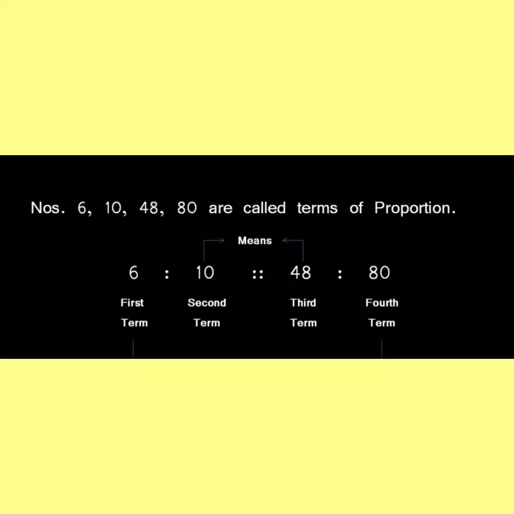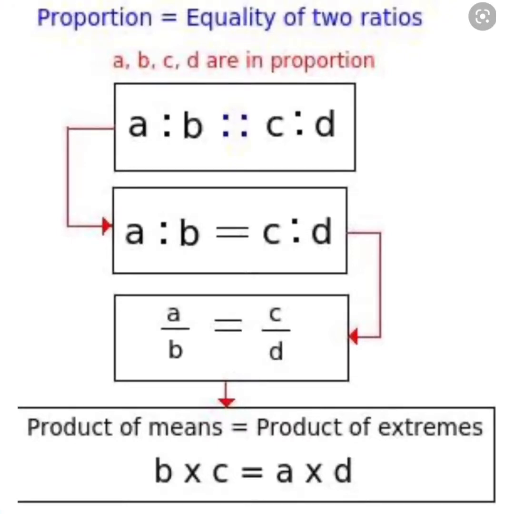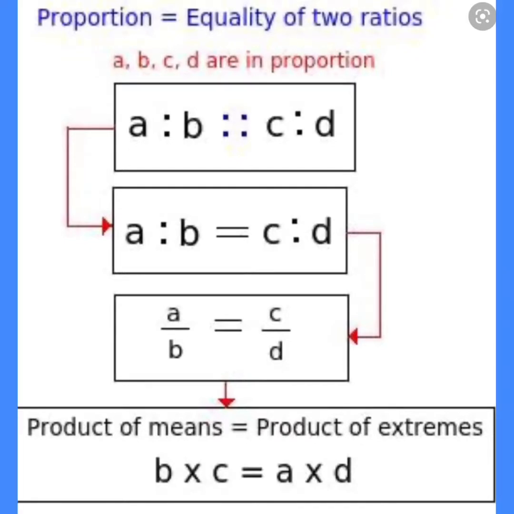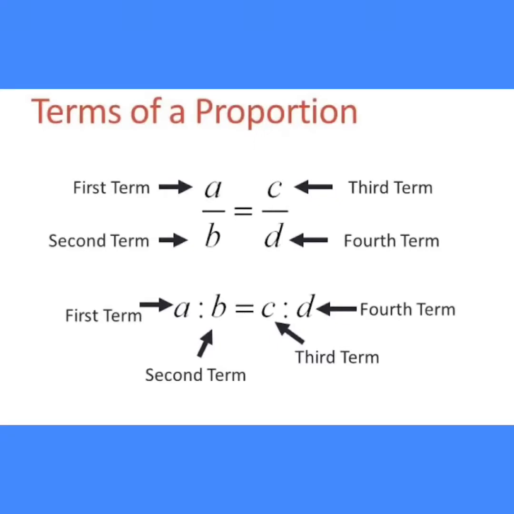Here 6, 10, 48 and 80 are called terms of proportion. In general, if we take four proportional numbers A, B, C, D, then we can express them in three different forms: A ratio B double colon C ratio D, A ratio B equal to C ratio D, and third, A by B equal to C by D. Here the double colon is used for proportion, where A, B, C and D are respectively known as the first, second, third and fourth term.